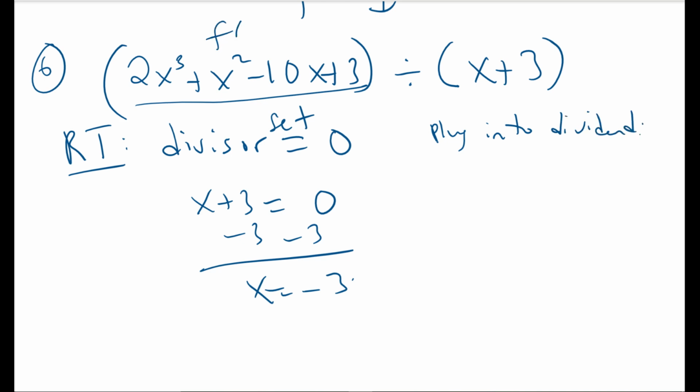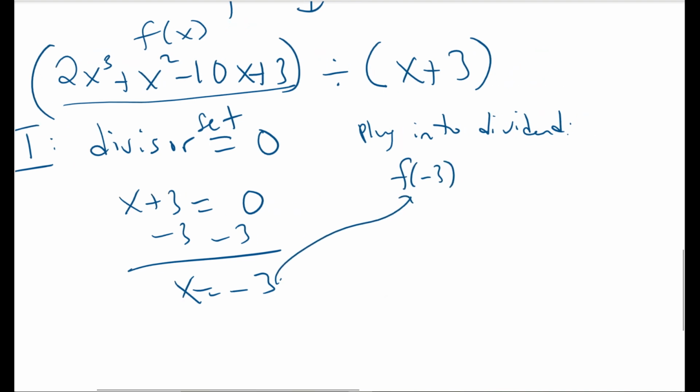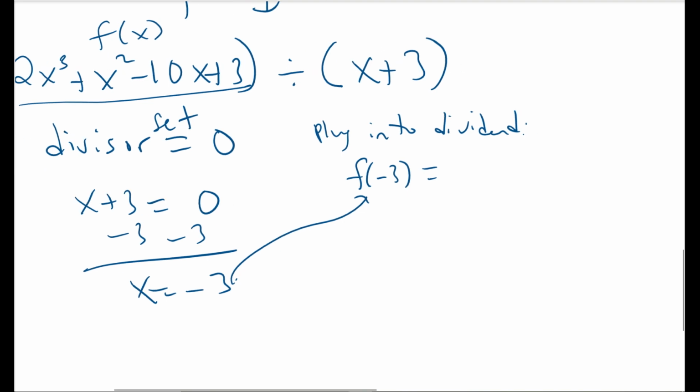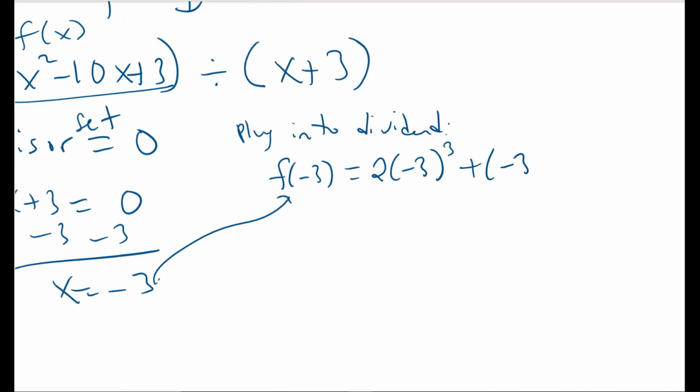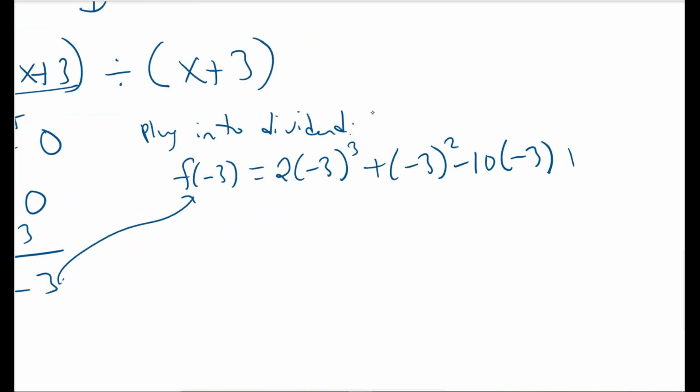Here we'll call this dividend f of x. So really you're doing f of negative 3, okay? And that will give you a remainder. So we're plugging in negative 3 into that dividend. So we have here 2 times x cubed, but x is negative 3, plus x squared minus 10 times x plus 3. And then we simply do the math here.